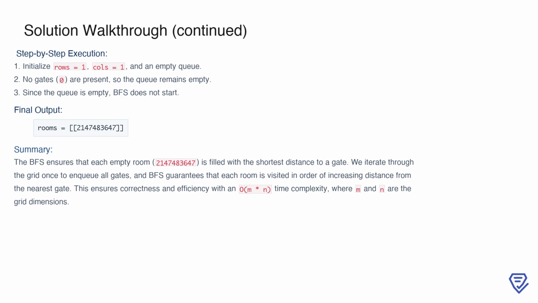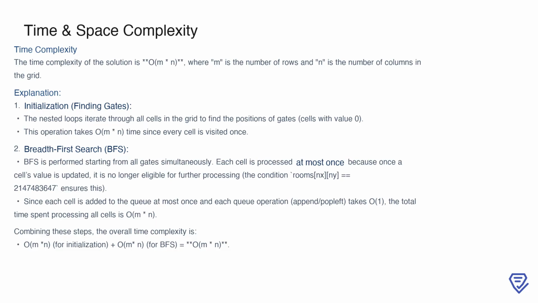To summarize, the BFS approach efficiently calculates the shortest distance to the nearest gate for all empty rooms by processing gates first and updating neighboring cells in order of increasing distance. The algorithm runs in O(m*n) time complexity, where m and n are the dimensions of the grid, making it both efficient and scalable. The time complexity of this problem boils down to two main operations.